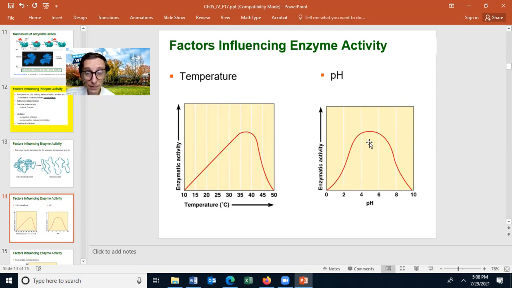And the same with the pH. All enzymes have an optimal pH where they will work best. This enzyme works best around pH 5. And when you move away from pH 5, the enzyme will have less activity. And then at extreme pHs, around pH 0 and pH 10, the enzyme will have no activity. Where do you think this enzyme might be if it has an optimal pH of around 5? Can anyone guess? Where do we have an enzyme that works best around pH 5?